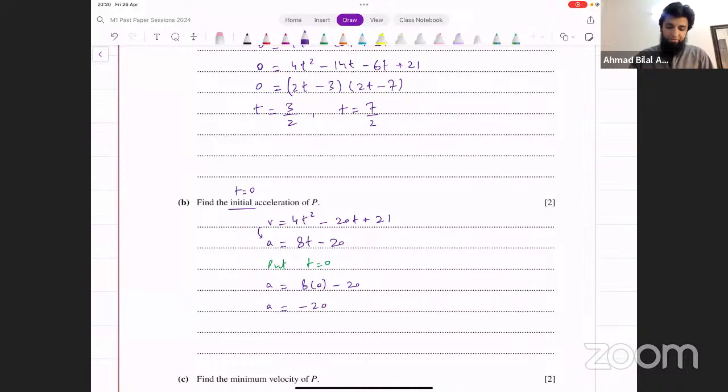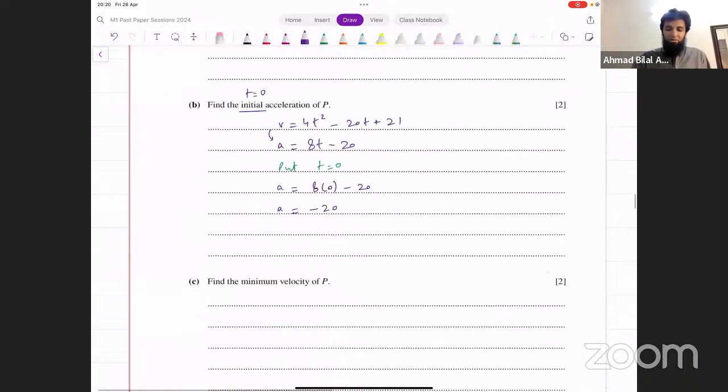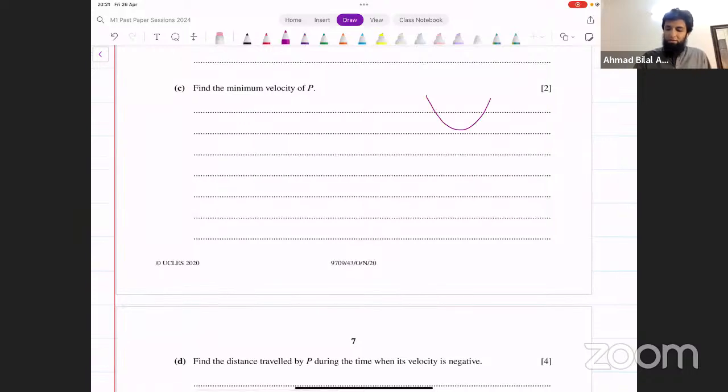Let's move on to the next one. Now it says find the minimum velocity of P. Minimum velocity, what does that mean? Velocity is a quadratic function. It's going to look like this. We're looking for the turning point. How do you find the turning point of a function? Find the derivative and set it equal to 0.